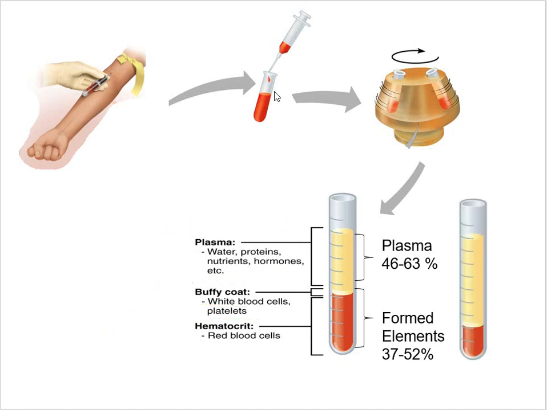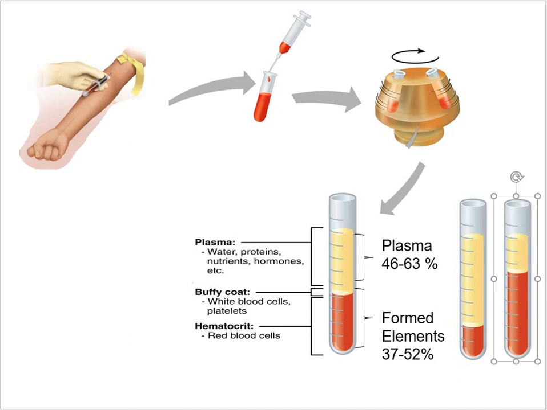Now, sometimes you could get a lesser amount of formed element. So the percentage of formed element in this case will be less than 37%. If it's less than 37%, we could consider that this individual has anemia, and the amount of red blood cells is less. Or you could have it more. In this case, we see the proportion of the formed element is much higher than 52%. So we could say that this person has an elevated percentage of red blood cells.